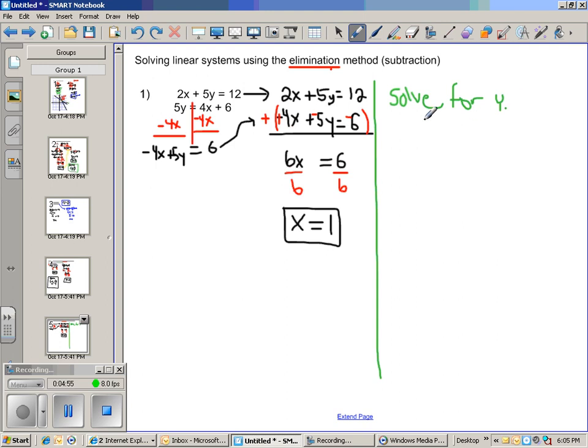Okay, so solving for y. Just for fun, let's take the top equation. It does not matter which one we pick. We're going to do 2 times x. But instead of x, we just found that x is equal to 1. We're going to substitute that in. So 2x plus 5y is equal to 12.